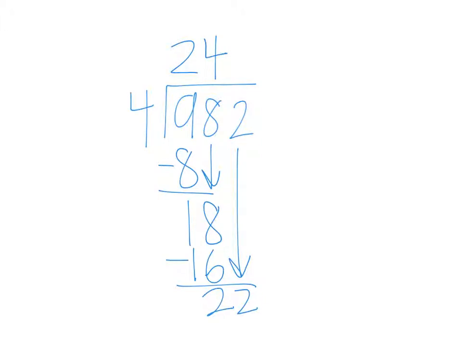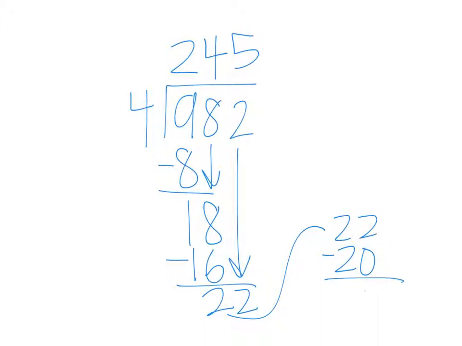Okay, 22, we remember that 5. So then I'm going to bring this over here. 22 minus 20 because 5 times 4 equals 20. And we have 2 left over. So remainder 2. Same answer as we got last time. Okay?